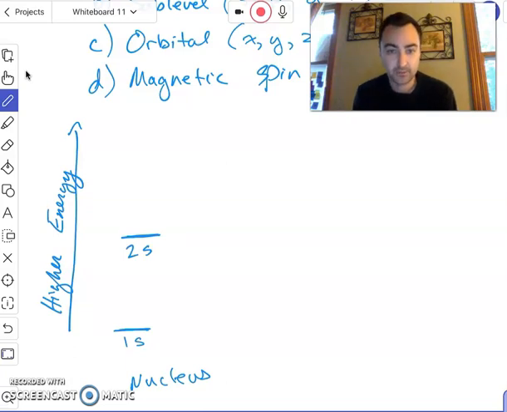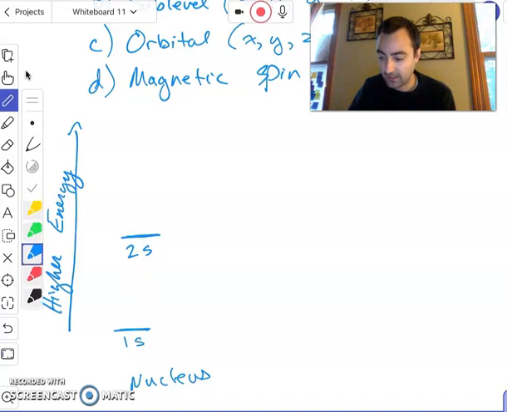The second energy level has multiple sublevels. The first energy level has only one sublevel, but once you get to the second energy level, the atom is a little bigger and it expands.